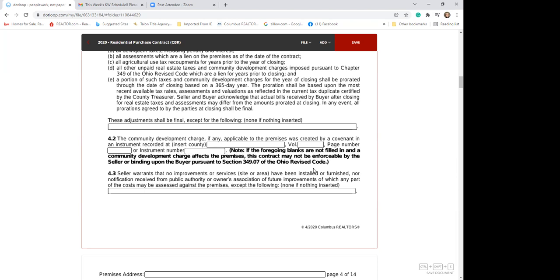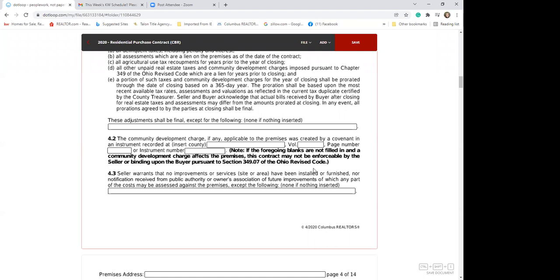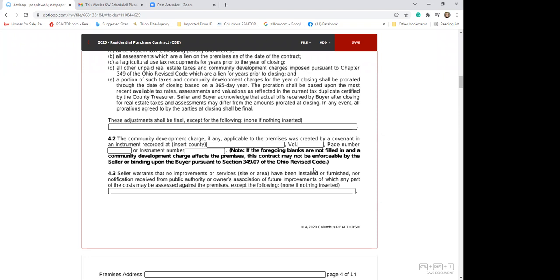And when you lived in Powell, they had a community development charge. Yes, for Golf Village, it did. So just do your due diligence if you represent the buyer. If you think it is, check it out.